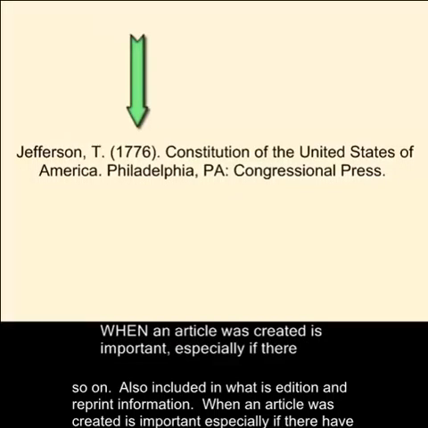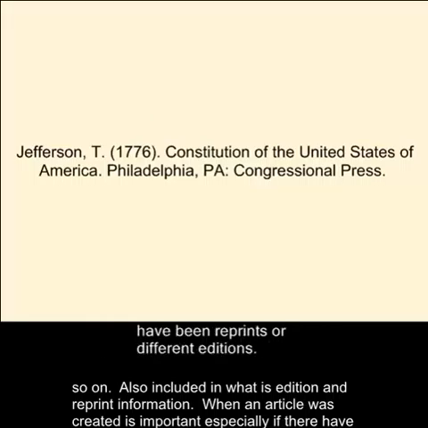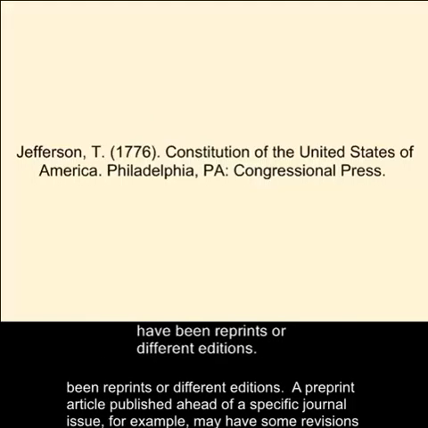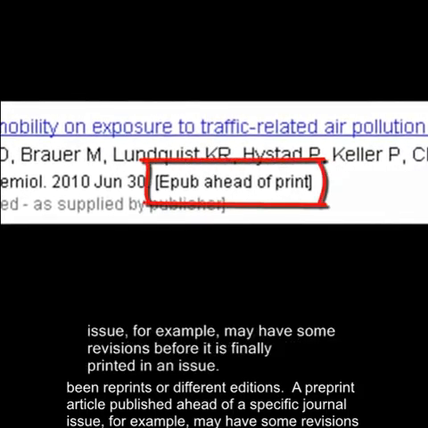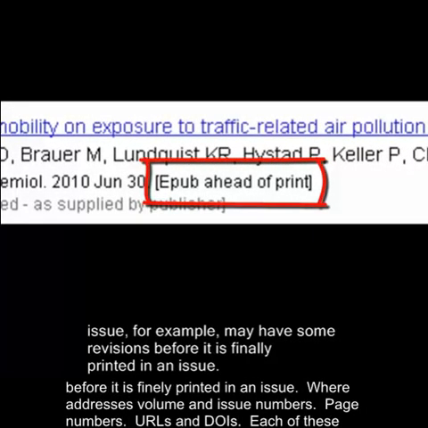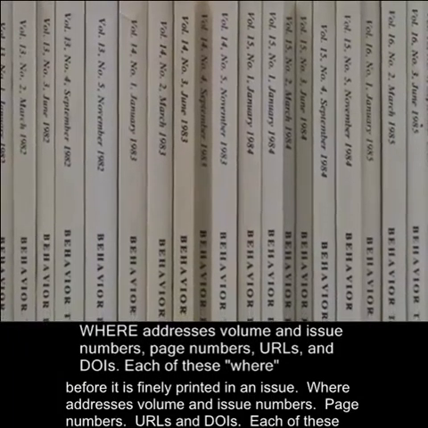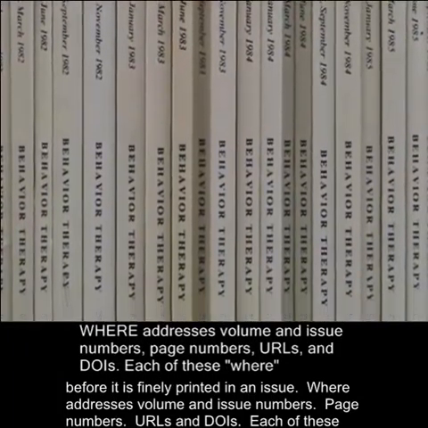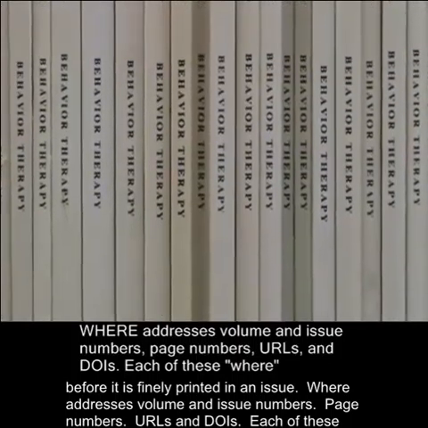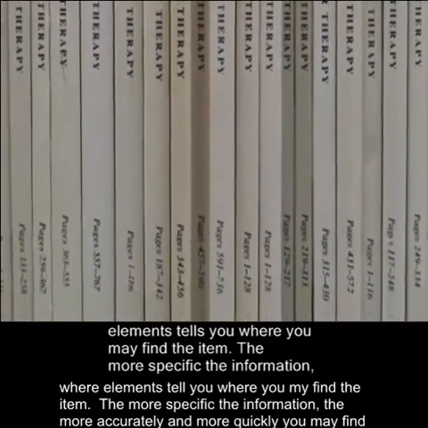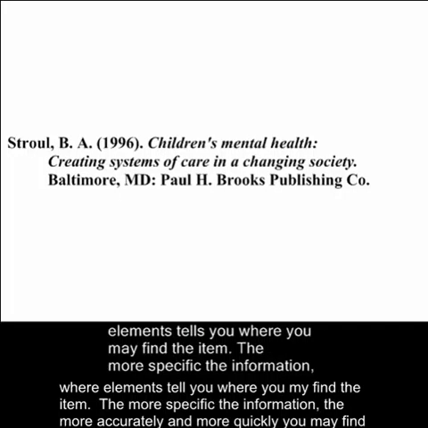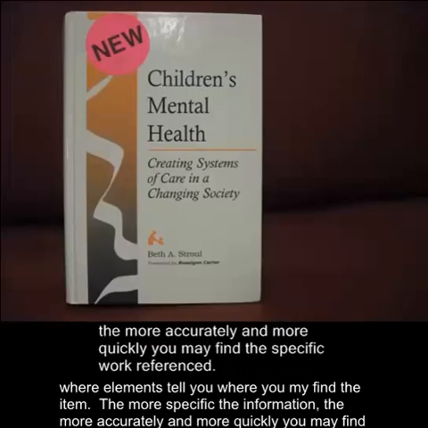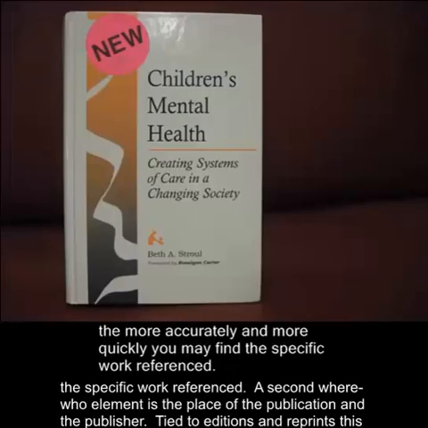When an article was created is important, especially if there have been reprints or different editions. A preprint article published ahead of a specific journal issue, for example, may have some revisions before it is finally printed in an issue. Where addresses volume and issue numbers, page numbers, URLs, and DOIs. Each of these where elements tells you where you may find the item. The more specific the information, the more accurately and more quickly you may find the specific work referenced.